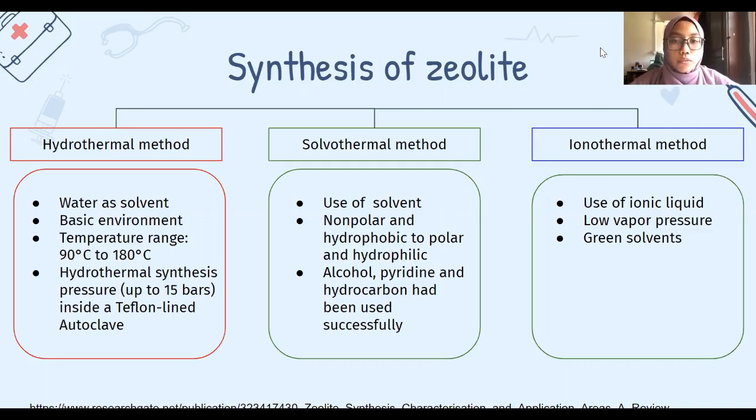The first one is the solvothermal method, which makes use of solvents ranging from non-polar and hydrophobic solvents to polar and hydrophilic solvents. There are a few solvents that have been used successfully to synthesize zeolite, for example, alcohol, pyridine, and also hydrocarbons.